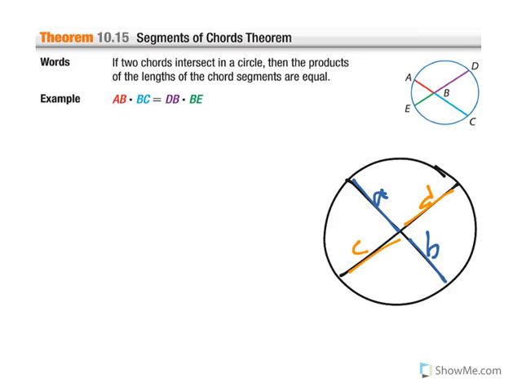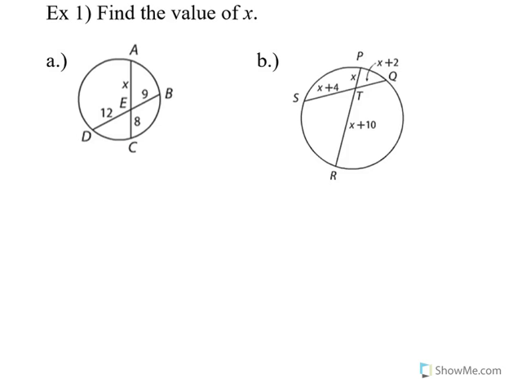So a lot of times the way I refer to it is A times B equals C times D. So the pieces you are multiplying are on the same segment, okay? And you're setting them equal to the other pieces of the other segment. So A times B equals C times D. And you'll get used to seeing this theorem a little bit more once we practice with it.